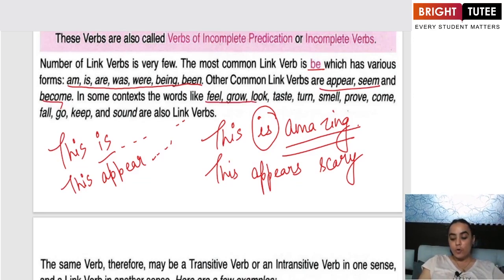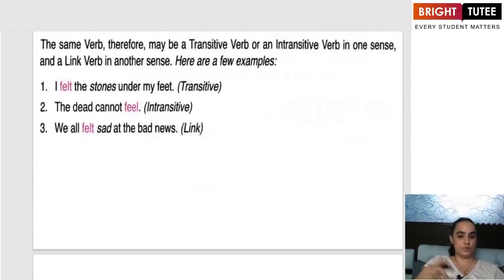Feel, grow, look, taste, turn, smell, prove, come, and so on are linking verbs. Now we have to understand that depending on the sentence, at times the verb can be transitive, the verb can be intransitive, and the verb can even be a link verb. Let us look at the examples.